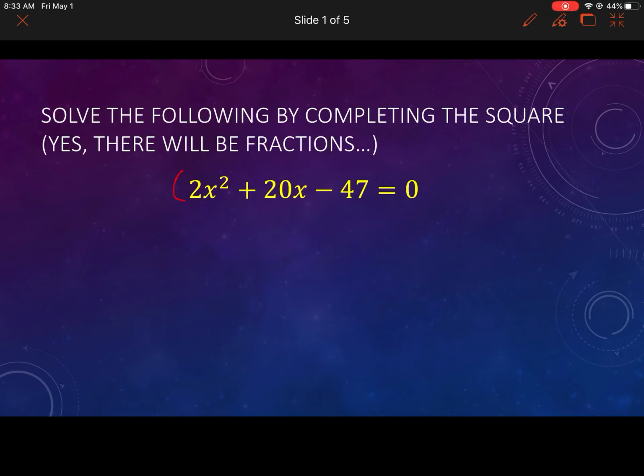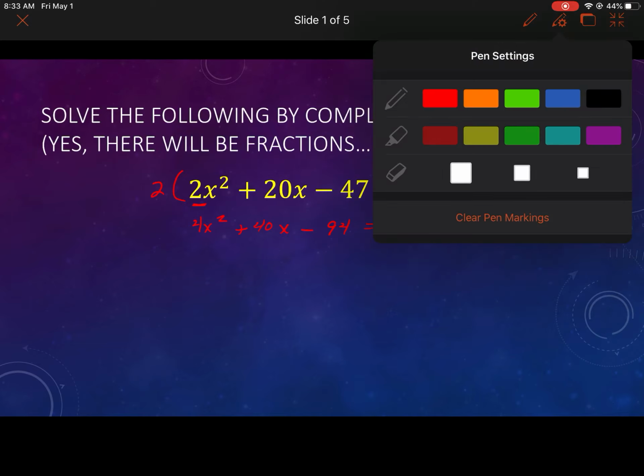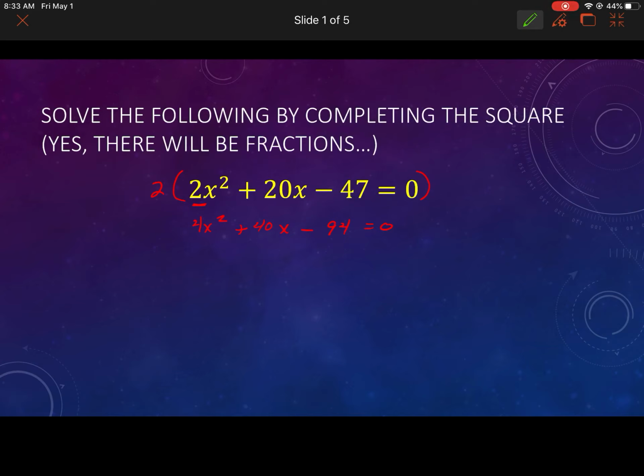All right. So the first thing we would have to do if we were completing the square on this is note that my first term is not a perfect square. So I want to make it a perfect square, so I'm going to multiply everything by 2, which is going to give me a 4x squared plus 40x minus 94 equals 0. Then I have to add the 94 to the other side because I want to leave a space for my perfect square trinomial. So I'm at 94 plus whatever that value is.